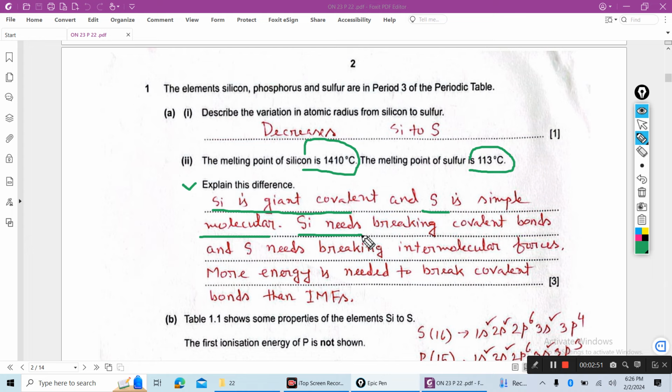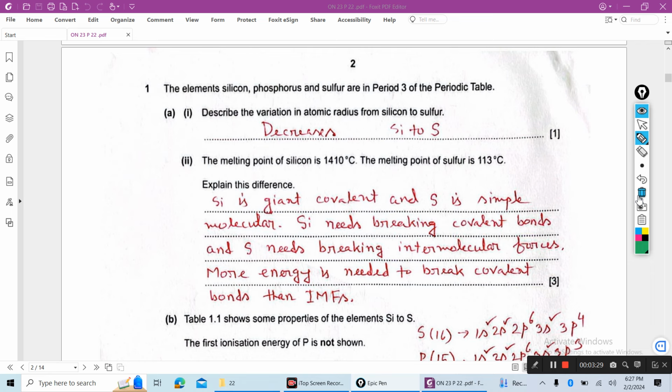Silicon needs breaking of covalent bonds and sulfur needs breaking of intermolecular forces. For melting silicon, covalent bonds need breaking. For melting sulfur, only simple molecular forces need breaking. So more energy is needed to break covalent bonds than intermolecular forces. IMF, intermolecular forces.